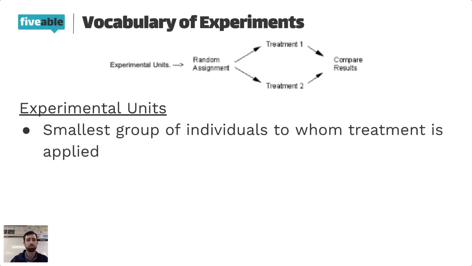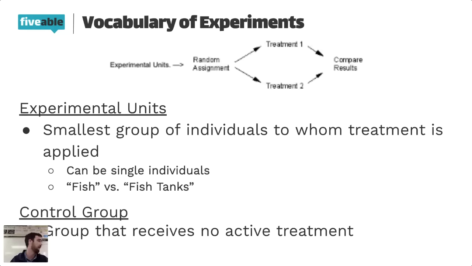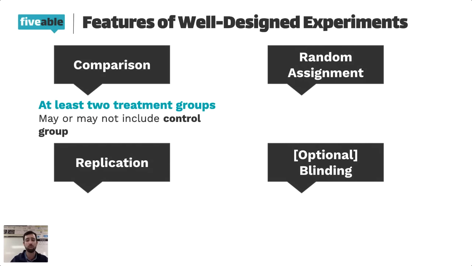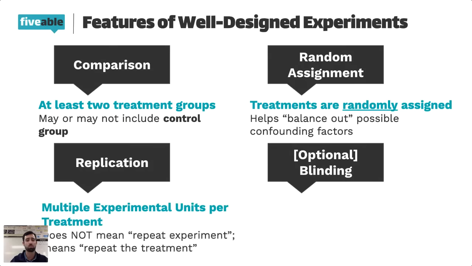So here's kind of how we talk about experiments. We have experimental units, which is kind of like, who are we experimenting on? We have the control group that doesn't get any treatment. You may give them a placebo, which is something that doesn't have any effect on them. Anytime you carry out a study, we want to have these four items: comparison, so make sure you have at least two treatment groups. May or may not include a control group. We have random assignment, which is make sure the treatments are randomly assigned. We have replication, so make sure you have enough experimental units. Doesn't mean repeat the experiment, it just makes sure you have enough experimental units. And then if you want, you can put blinding in there as well. So those are the four different key aspects to an experiment.